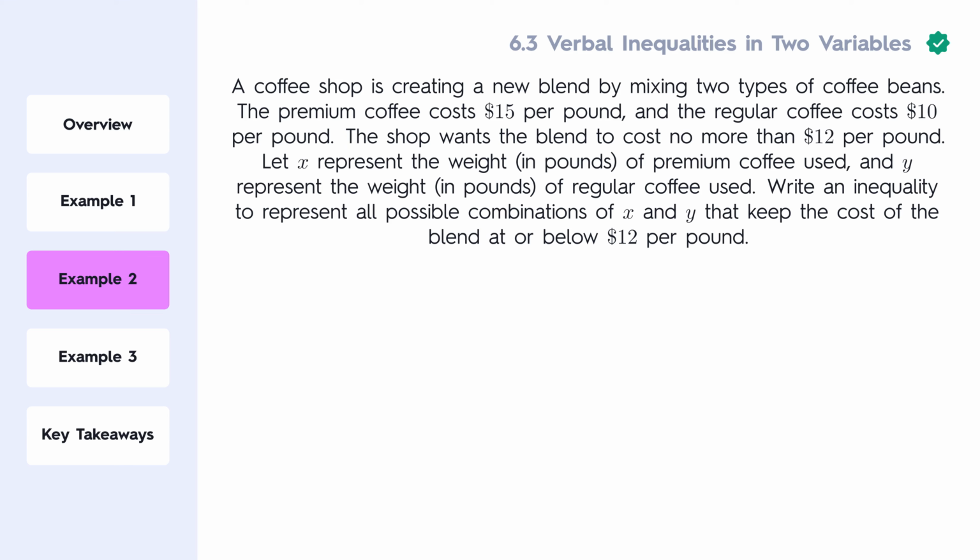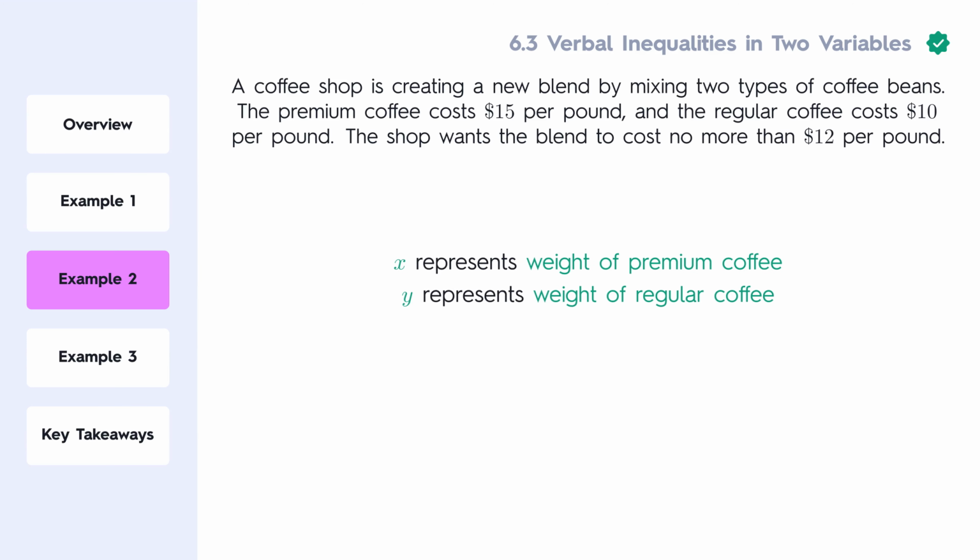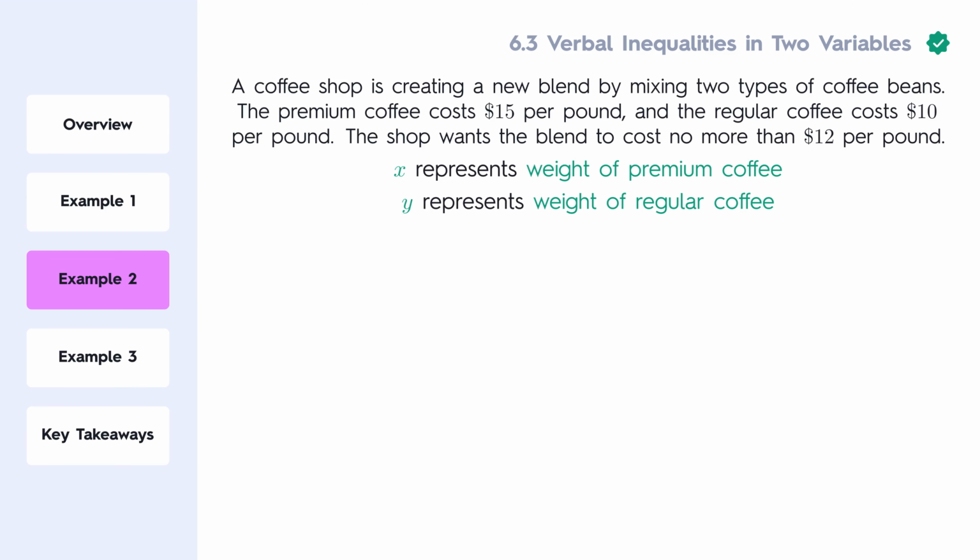First, let's clearly define each variable in this context. We'll let x represent the weight of the premium coffee, and y represent the weight of the regular coffee, both in pounds. Our goal is to find combinations of x and y that meet the cost requirement. The problem states that the blend's cost should be no more than $12 per pound. In mathematical terms, no more than translates to less or equal to. So, we'll need an inequality that represents this upper limit for the blend's cost.